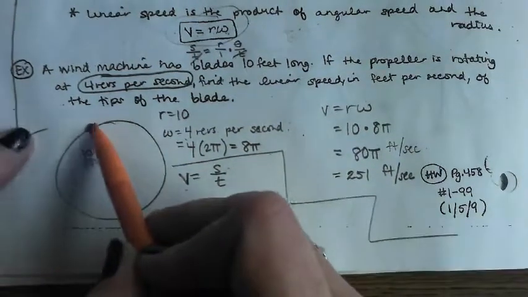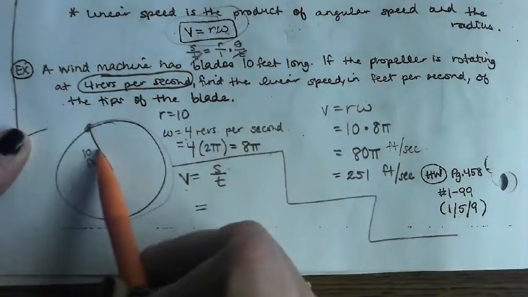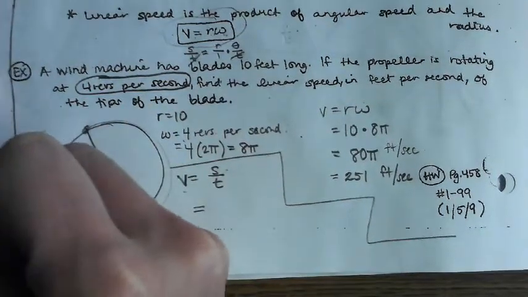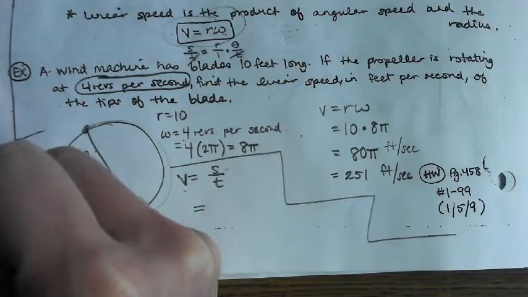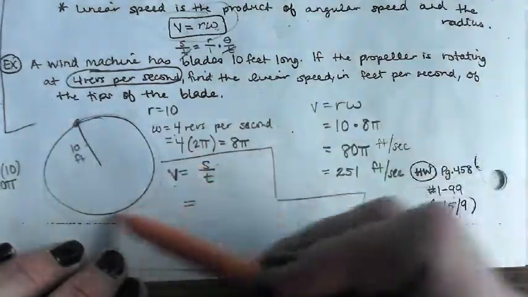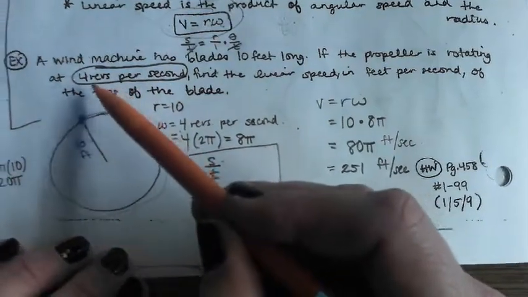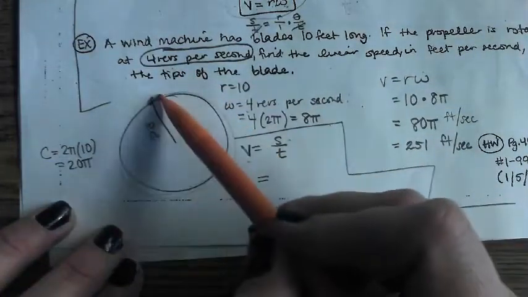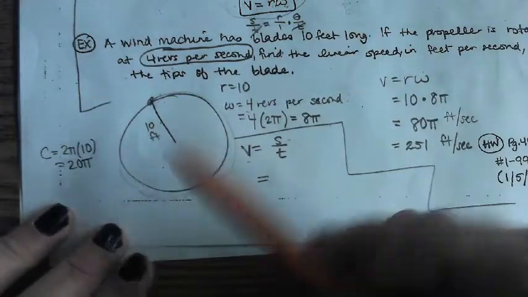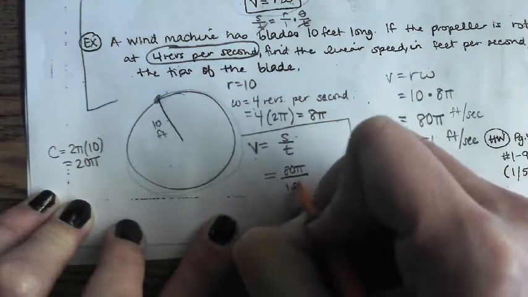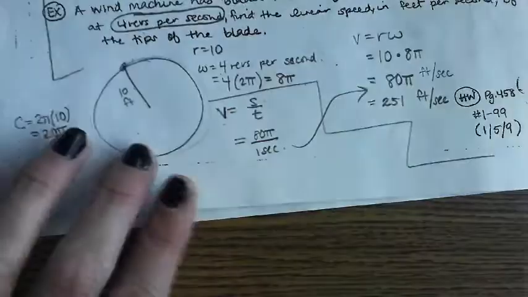So we would need our circumference, right? Yes? Yeah, we can do. Our circumference is 2 pi r, which is 20 pi. And so our total distance traveled, if it's 4 revolutions, is that circumference 4 times, right? So that's a distance of 80 pi in 1 second. Hence, kind of that.